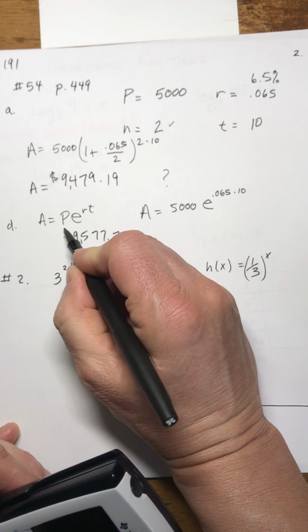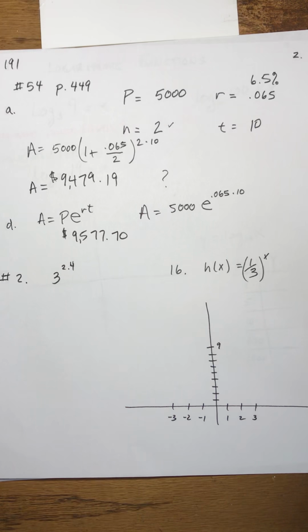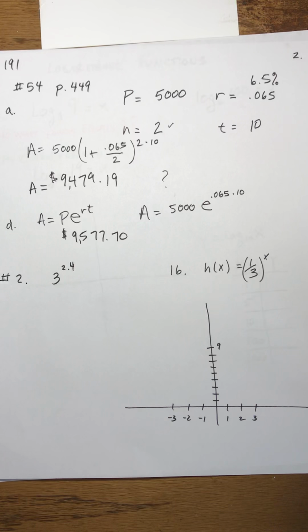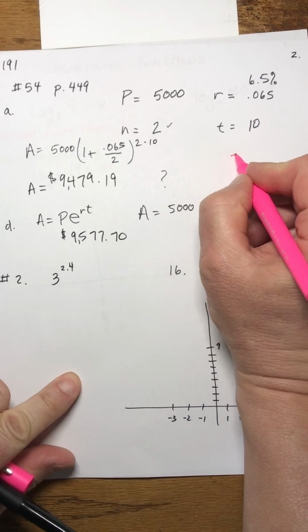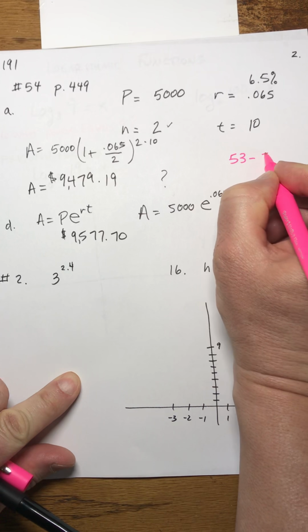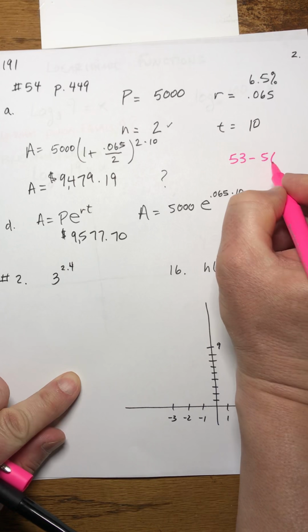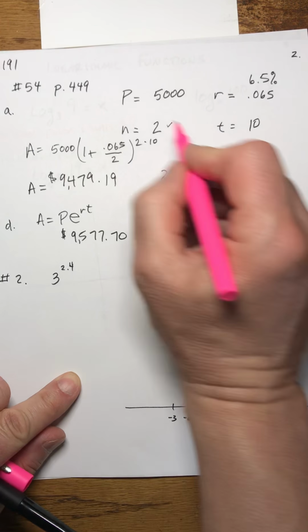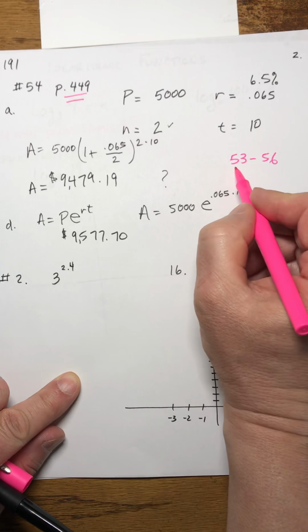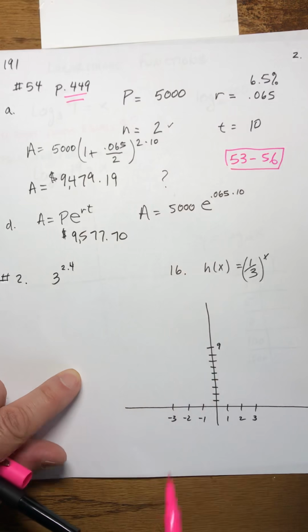Take this problem and do it over again, because what I want you to do on page 449, I want you to try 53 to 56. And this is on page, again, 449. I did 54 for you. You try these problems.